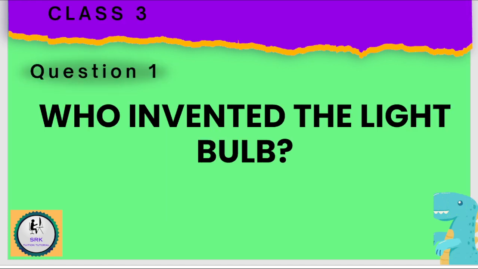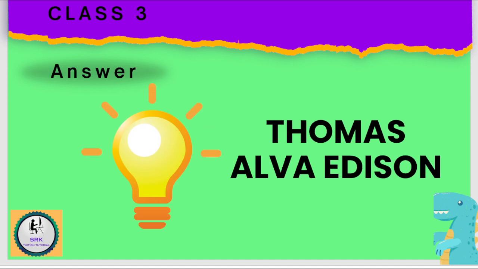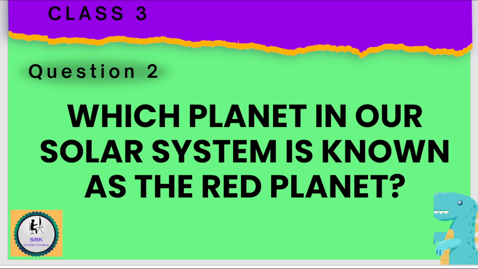The question number 1 is, who invented the light bulb? The answer is Thomas Alva Edison. So my next question is question number 2.